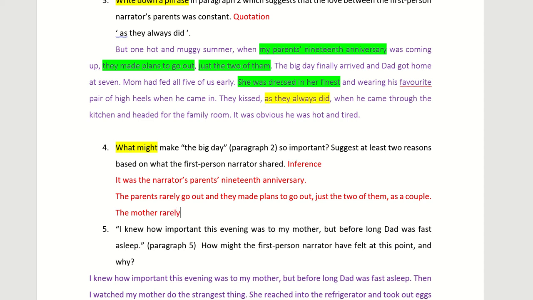rarely dressed up. So what is inference means that what is not obvious. Okay. She was dressed in her finest for this dinner date. Okay. So these are some possible reasons that make the big day so important.